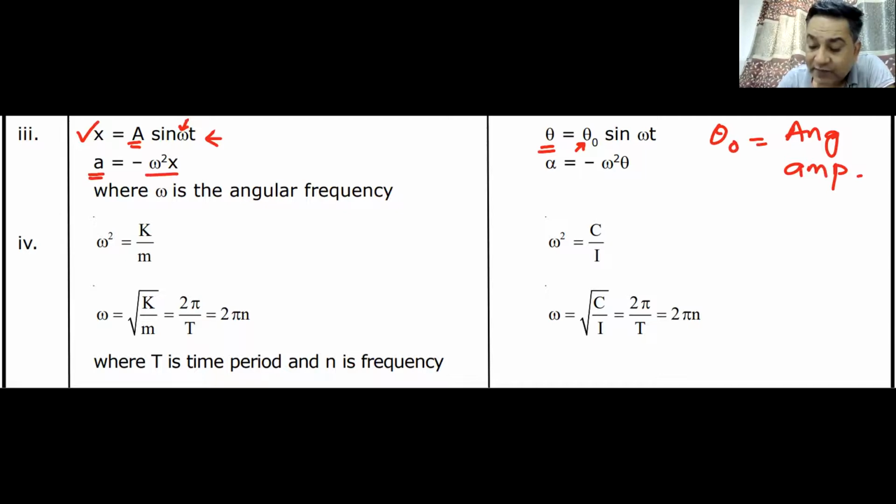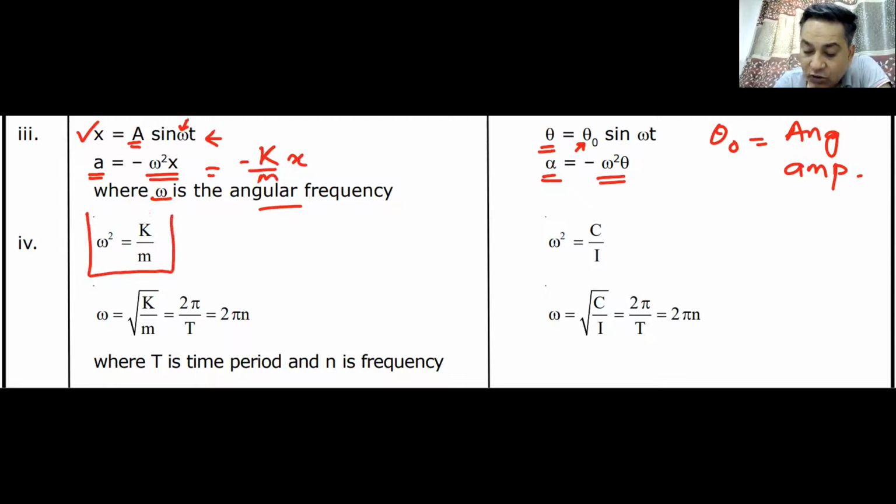Acceleration here will be given by minus omega square x. Alpha will be given as minus omega square theta. This omega is the angular frequency, and this acceleration is also equal to minus k by m into x. From both these equations, we can understand that the value of omega square, angular frequency, is k by m, or omega becomes root over k by m.